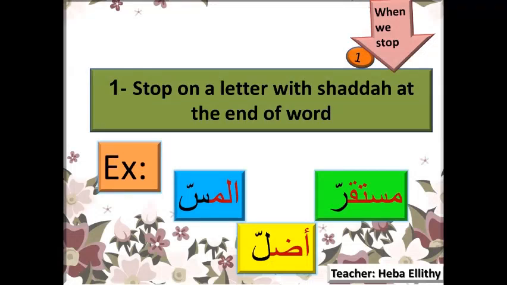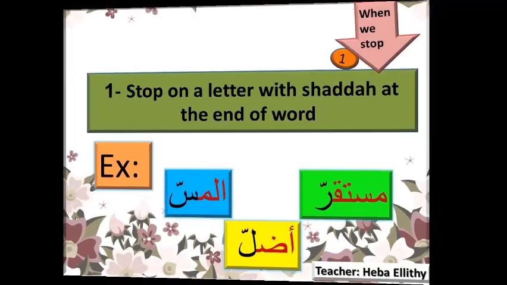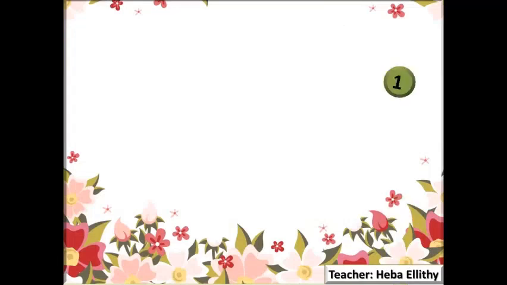If we look here, we will find the ra with shadda at the end. How can I stop on it again? مستقر. I raise my voice a little bit on the ra to let the one who is listening to me feel this is a ra with shadda, as if I connect. Here لام شدة, أضل, المس in the seen.